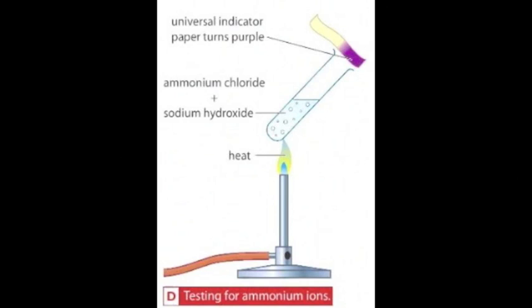Like the alkali metal ions, ammonium ions form no precipitate with sodium hydroxide solution. To test for the ammonium ion, heat the unknown sample with concentrated sodium hydroxide. If the ions are present, the smelly alkali gas called ammonia will be given off. This can be detected as it turns universal indicator paper blue.